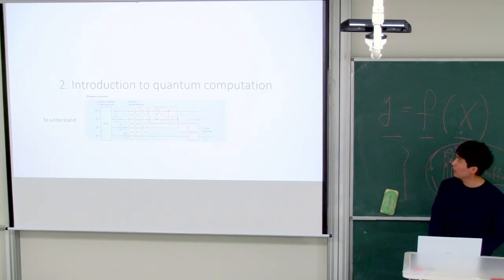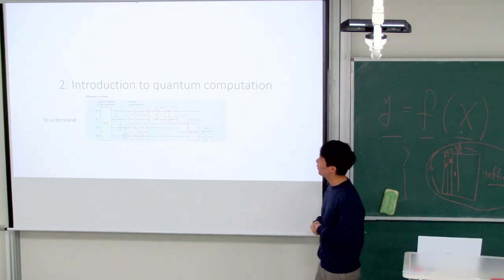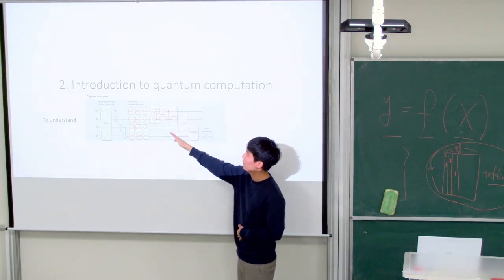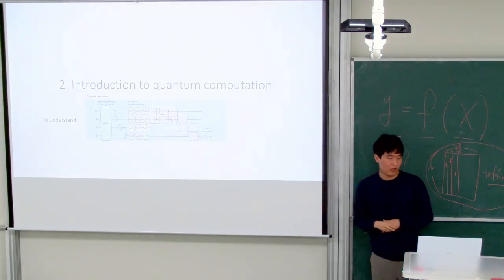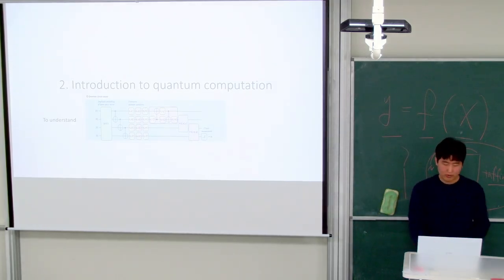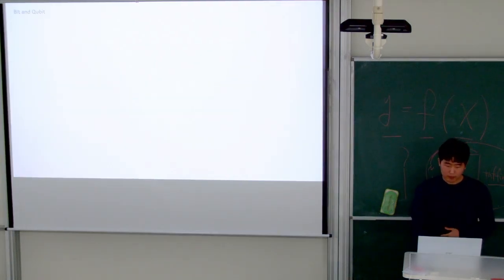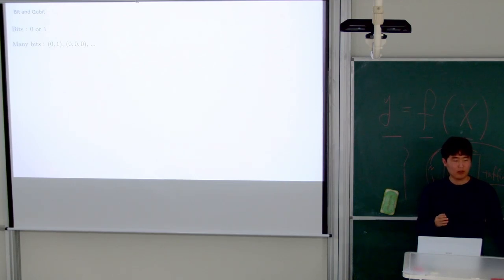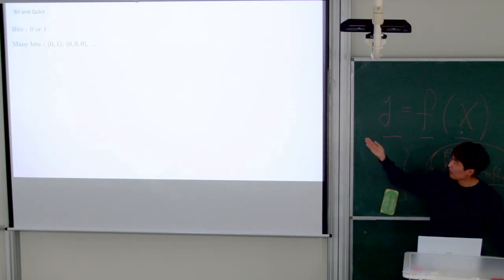So let's go to our goal, which is to understand the quantum circuit part of this variational quantum circuit. Let's understand this one by one. Let's start from the classical logic. What is a bit? A bit is a number, 0 or 1. What are many bits? Many bits can be a pair or many pairs of bits. So it can be like a sequence.